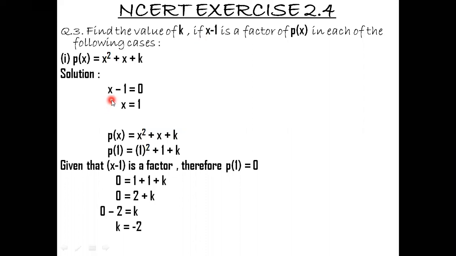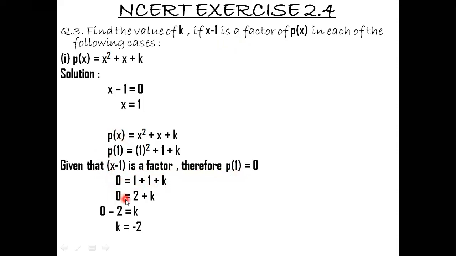x minus 1 is a factor. So x minus 1 is equal to 0, and hence x will be equal to 1. Replace the value of x by 1. So x square, that is 1 square plus 1 plus k. Now, here comes the most important step. Since it is already mentioned that x minus 1 is a factor, p of 1 should be equal to 0. So, using that understanding, instead of p of 1, I'll write 0 is equal to 1 plus 1 plus k.